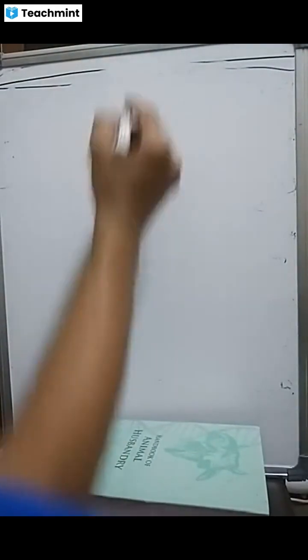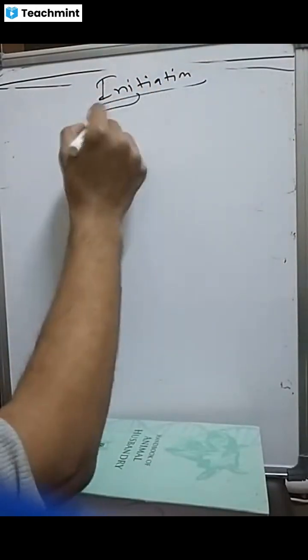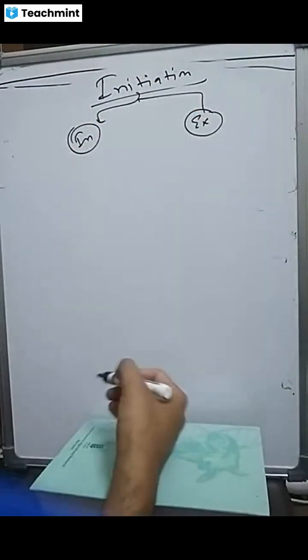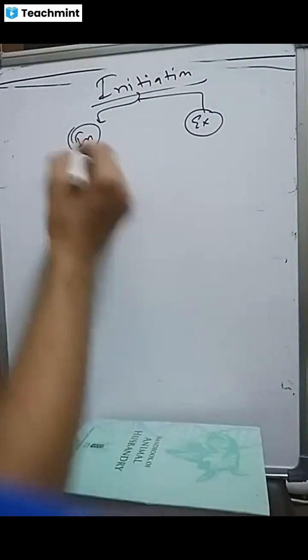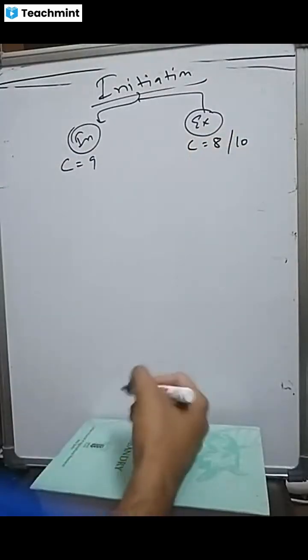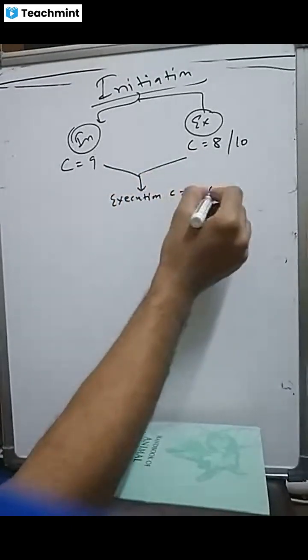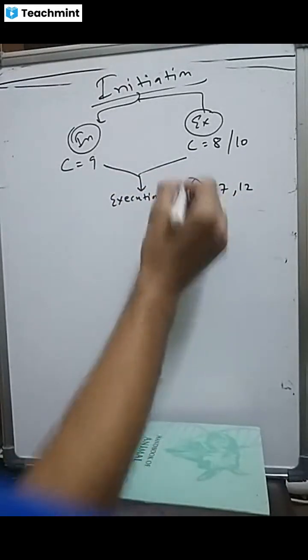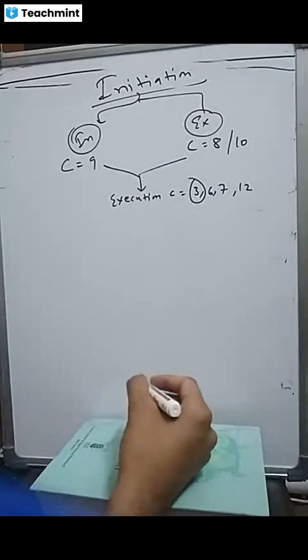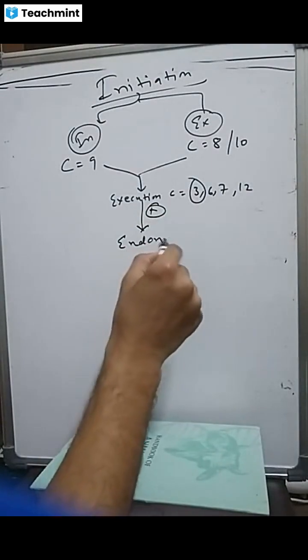Till now, we have started with initiation. In case of initiation, there was the intrinsic and extrinsic pathway. In intrinsic, caspase 9; in extrinsic, caspase 8, and in human, it is 10. They will activate execution caspases 3, 6, 7, 12. Number 3 is very important. They will activate E for E, endonuclease.